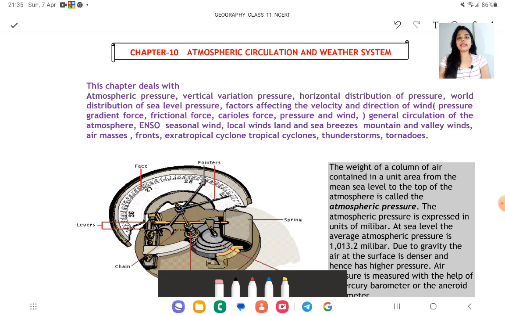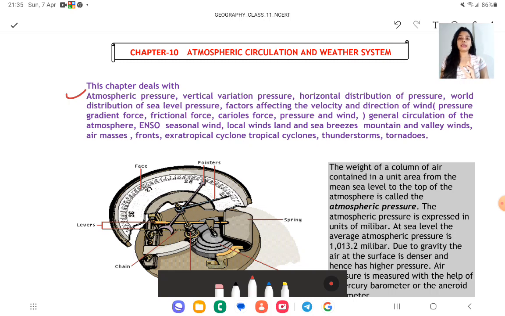So let's see in this chapter what are the things which we are going to cover. We will be seeing the conceptual part of this chapter. There are a lot of definitions, there are a lot of physics terms here. So we are not going to cover that. You will be getting this PDF and you can go through the physics terms through this.